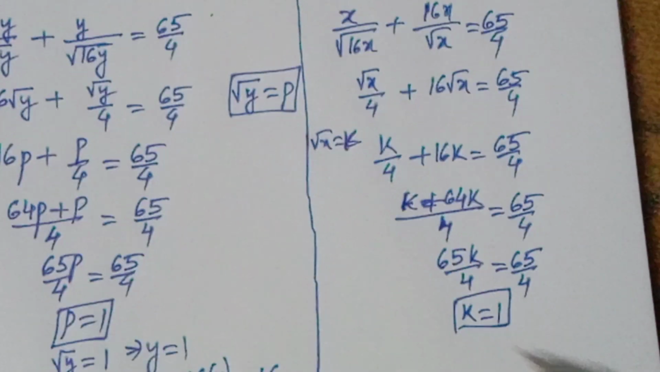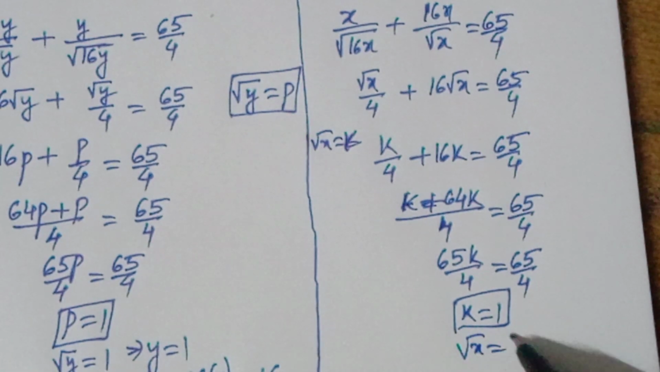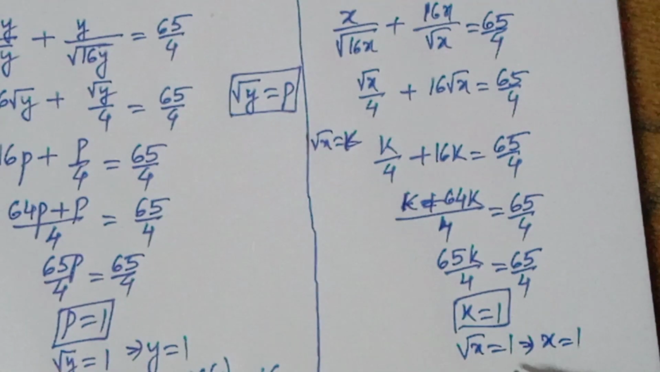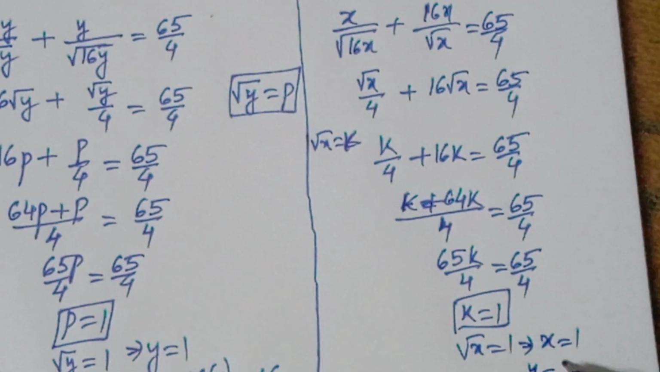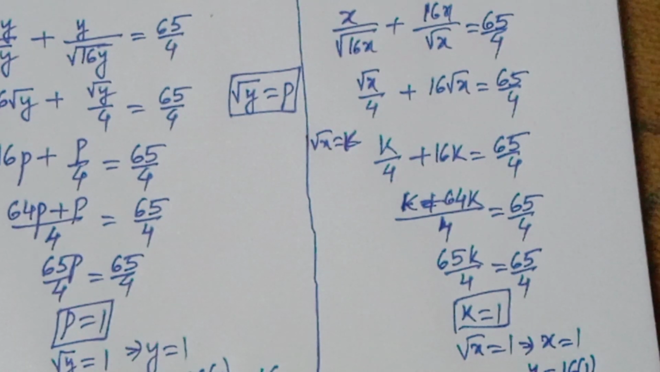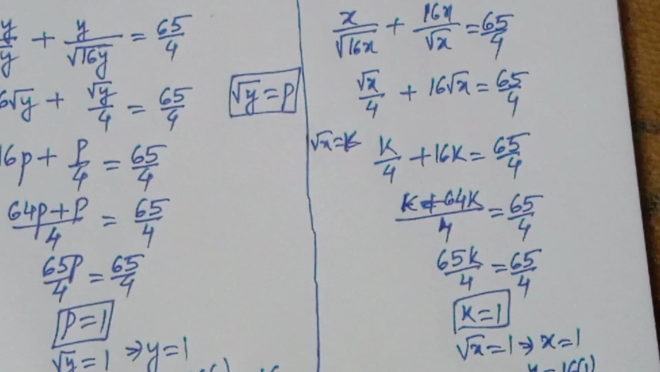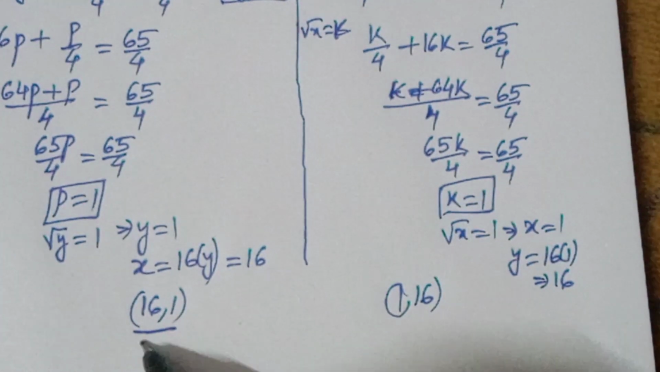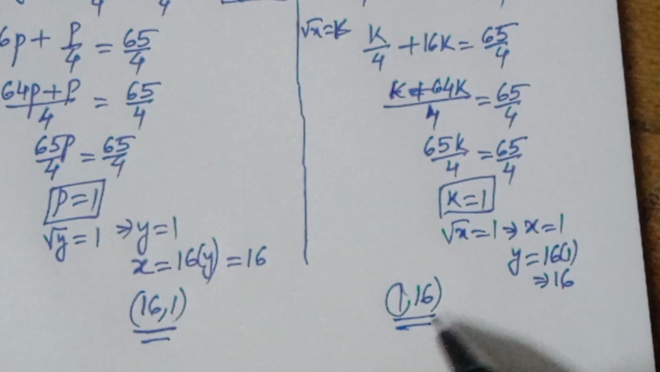Now the k value is nothing but root x. Root x equal to 1, that implies x is equal to 1, squaring on both sides. The y value is 16 into 1, so the y value is 16. So here we get 1 comma 16. So these are the two possible solutions: one is 16 comma 1, another one is 1 comma 16.